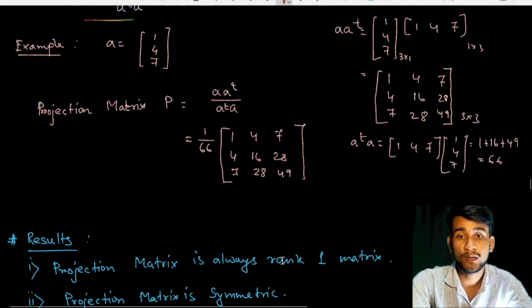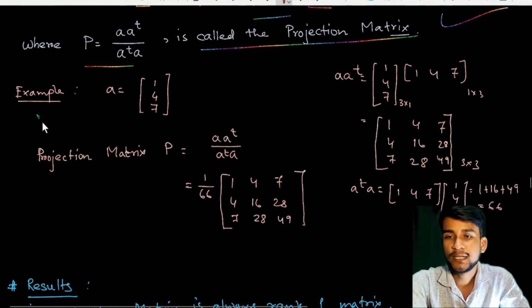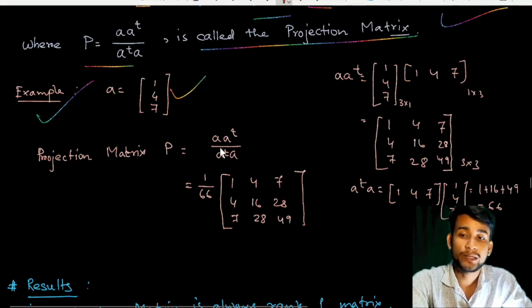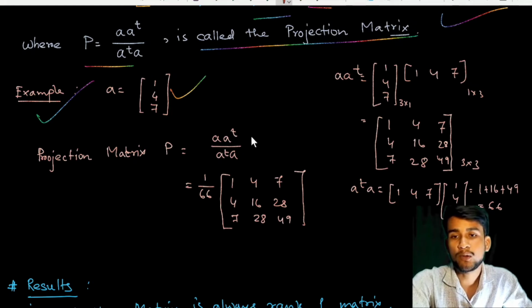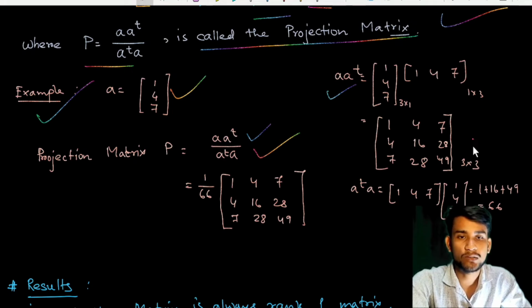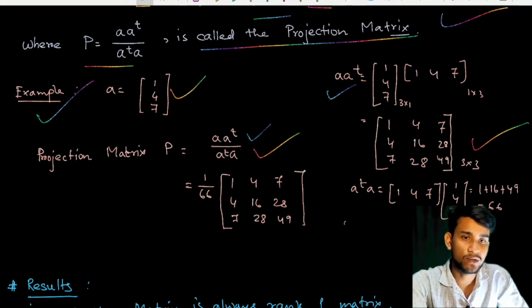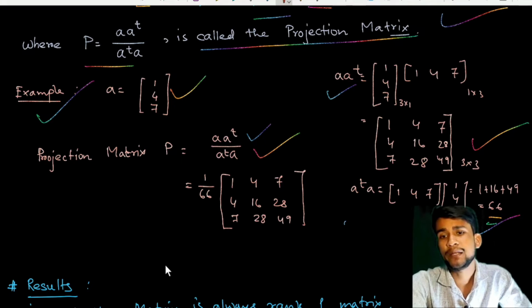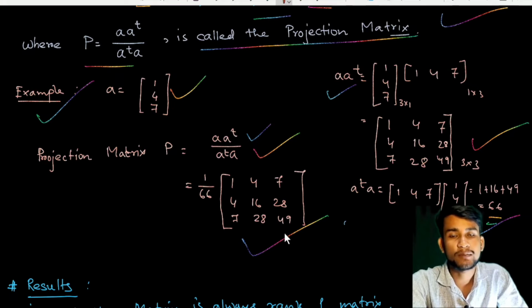Just remember this formula. Let us take the example vector A equals (1, 4, 7). Then we have to find the projection matrix. The formula is (A A transpose)/(A transpose A). A transpose equals this matrix and A transpose A equals this matrix, which is simply 1 by 1, a single element. So the projection matrix is this one.